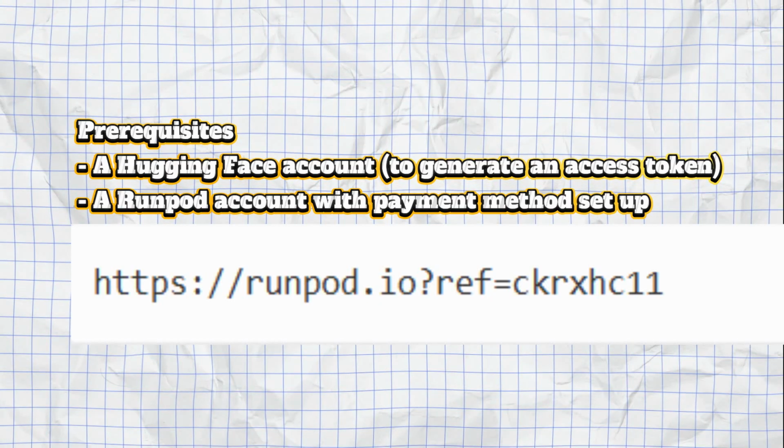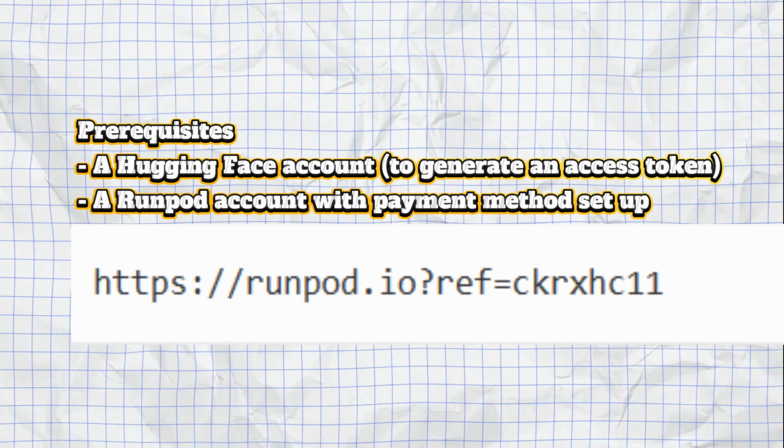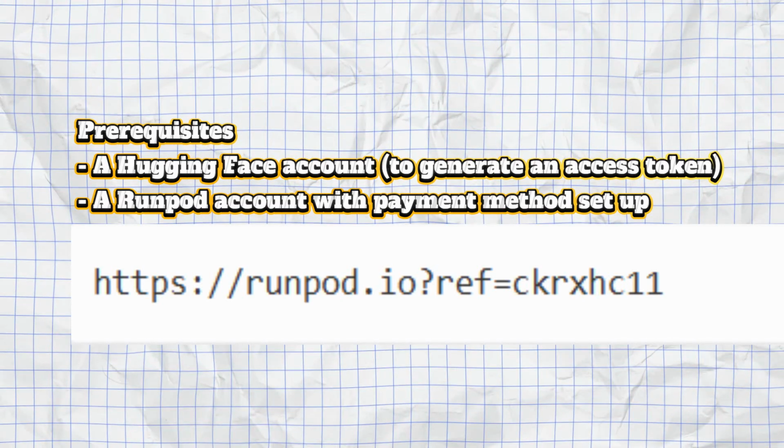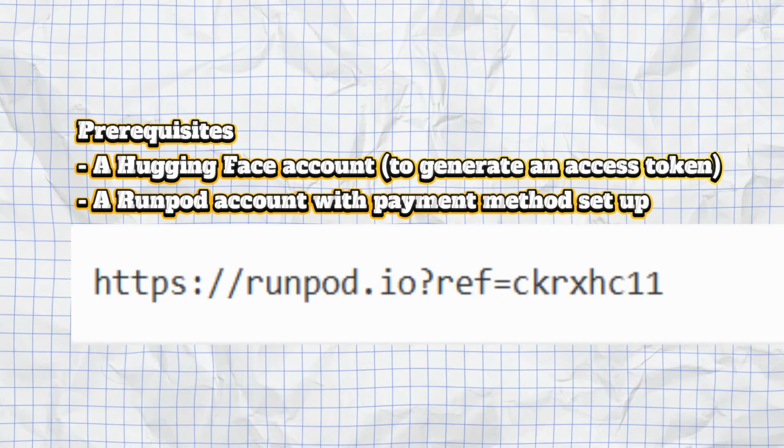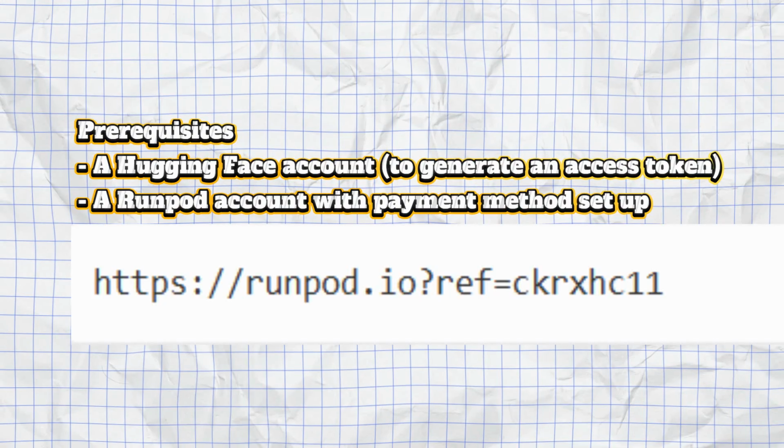Before we start, here are the only two prerequisites you need. First, a Hugging Face account, just so you can generate an access token. Second, a Runpod account with your payment method set up.